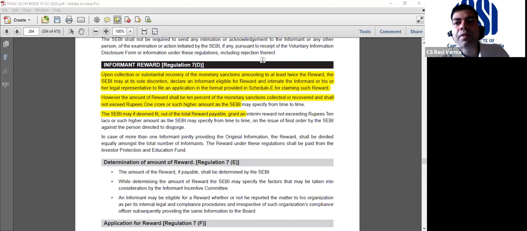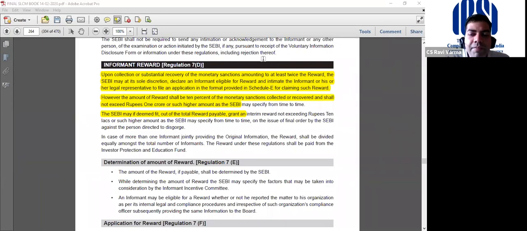And if SEBI finds that the investigation is right, that the person has done some mischievous activity or trading, then SEBI will give a reward to the informant. Like we hear in normal day-to-day life, the police say whoever informs will be given a reward. I'm just going to that particular example. You will notice the police always announce that if you help us in arresting this person, we will reward you.